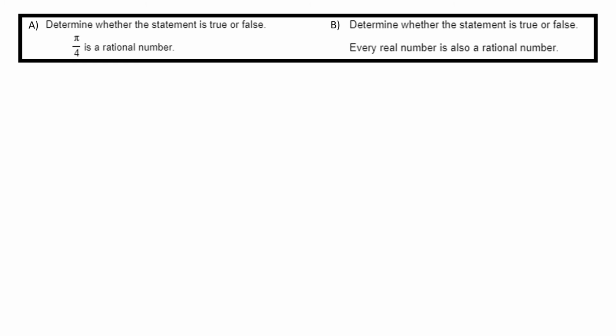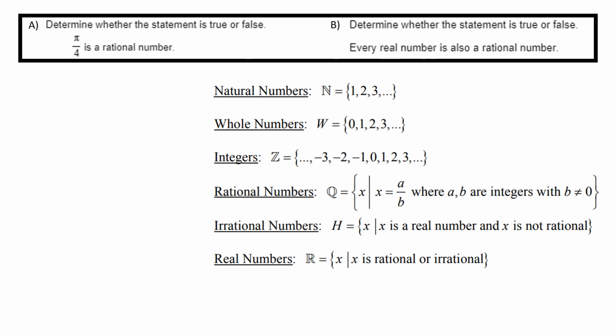Determine whether the statement is true or false. Pi over 4 is a rational number. Also, determine whether the statement is true or false. Every real number is also a rational number. To work with these sets, it's helpful to have their definitions handy, so I've copied them down here.